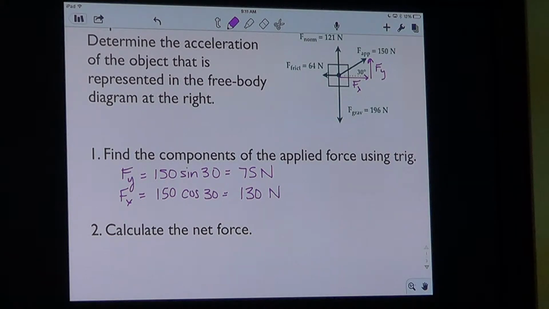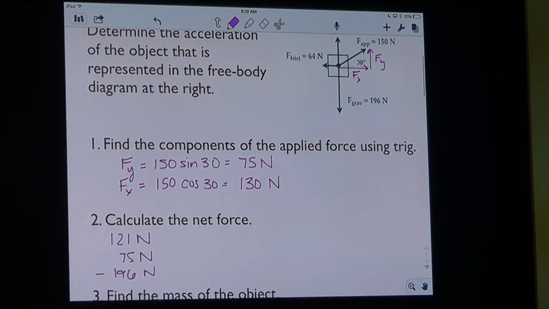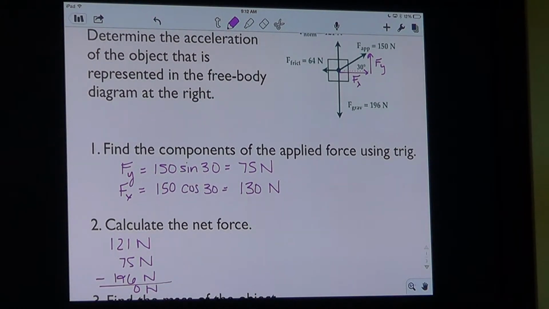So the normal force is positive 121. Then we have the Fy that we just calculated of the applied force, which was 75. Those are both positive, those are both going up, and then we have gravity, which we'll call negative 196 because that's going down. So if I add all of those together, what do I get? Zero? Yes, it's vertically balanced. So then the net force must be horizontal.